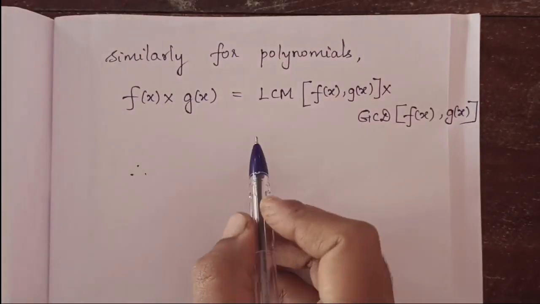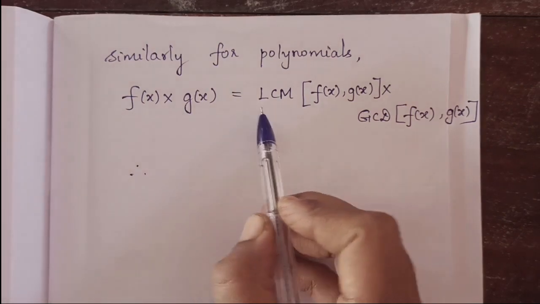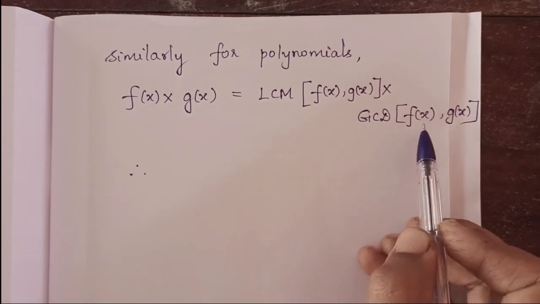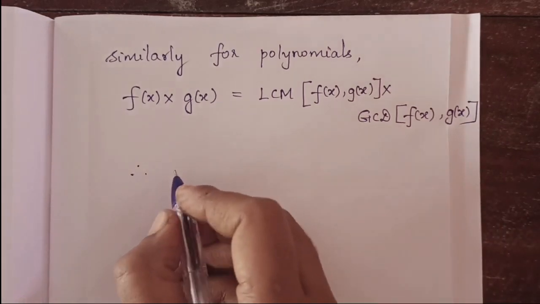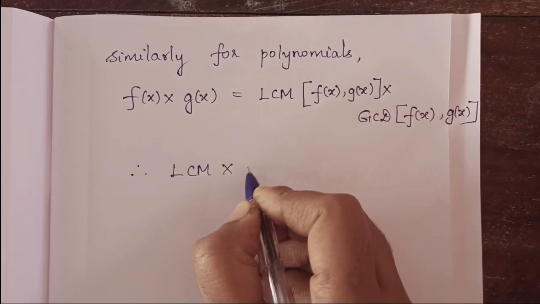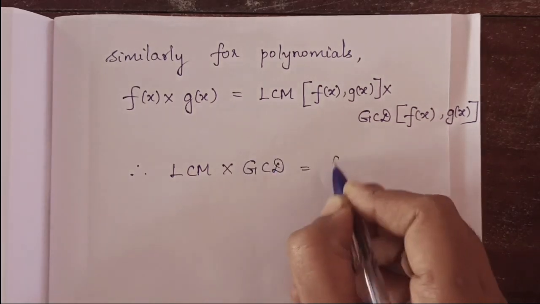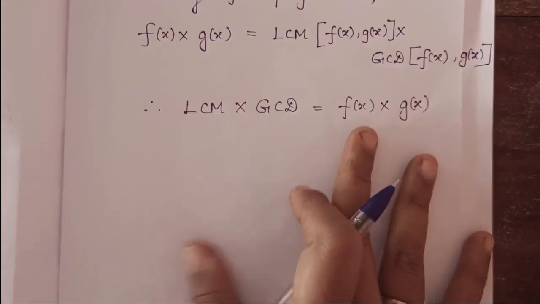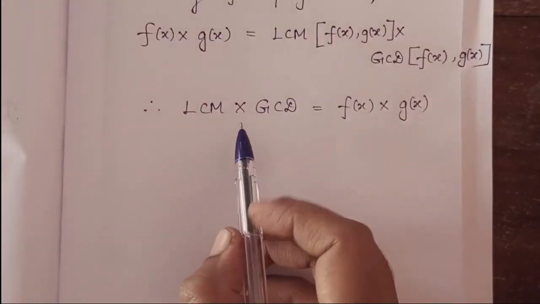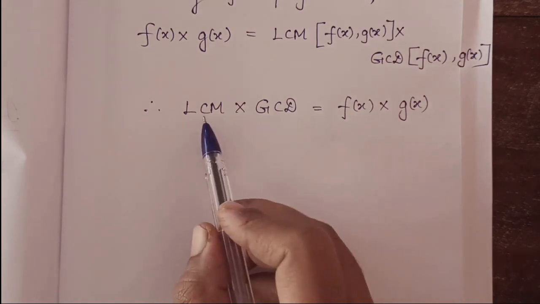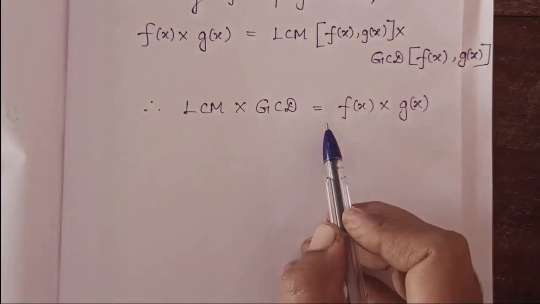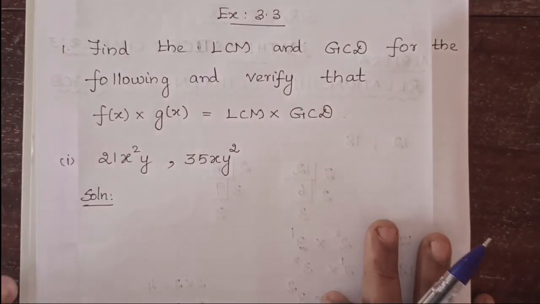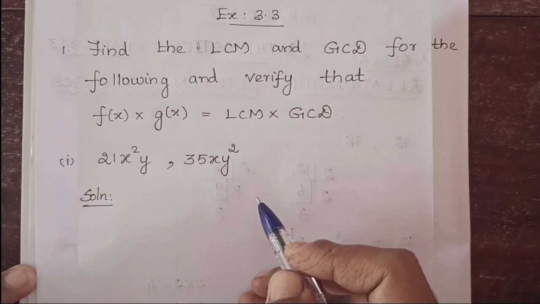So similarly for polynomials, f of x into g of x equals the LCM of those two polynomials into the GCD of the same polynomials. So what is the formula we got? LCM into GCD equals f of x into g of x. Got the point? So you need to learn this formula. This is very important. Learn this: LCM into GCD is equal to f of x into g of x.